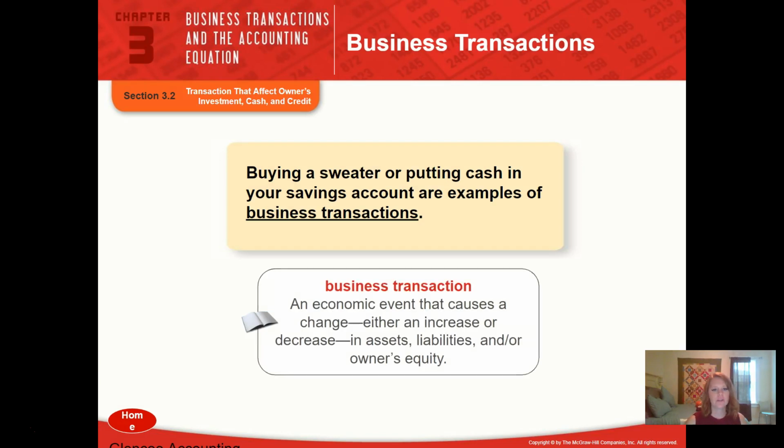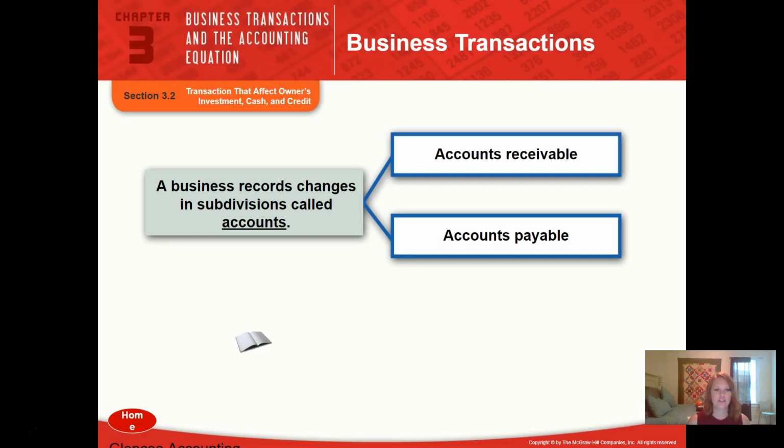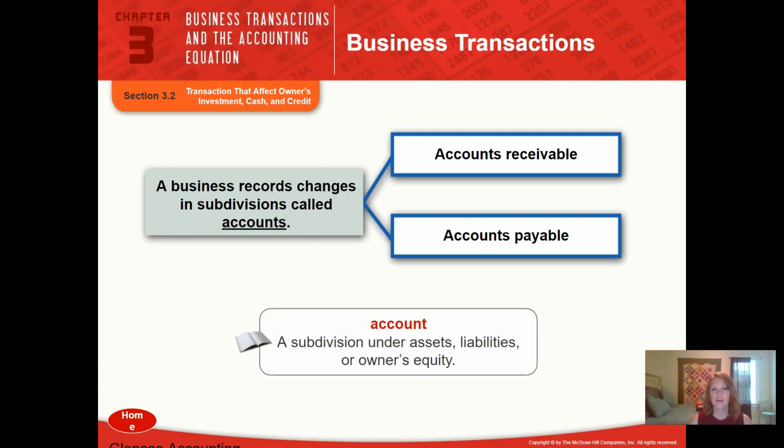All right, so let's get into business transactions. This is an economic event that causes a change, either an increase or decrease, in assets, liabilities, and/or owner's equity. We will always have two sides or two items being affected, whether it's increasing or decreasing. And so I'm going to give you some examples of business transactions here in a little bit.